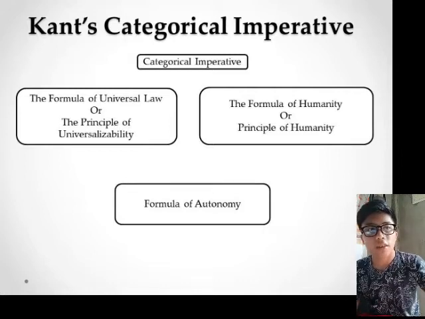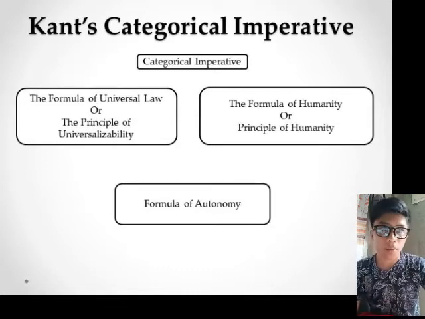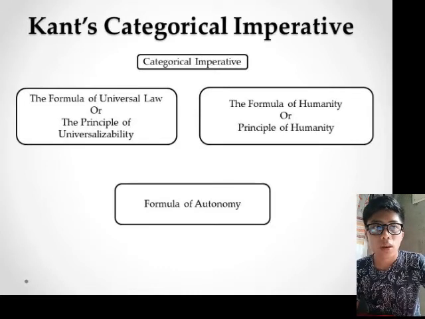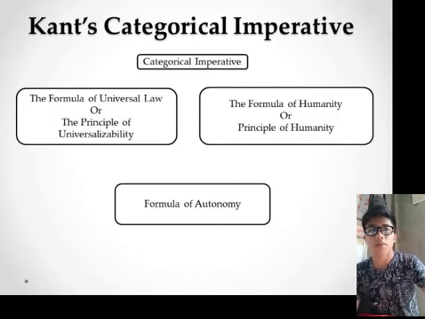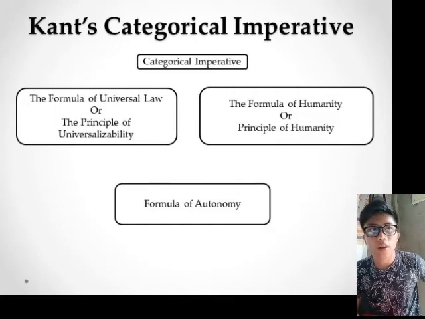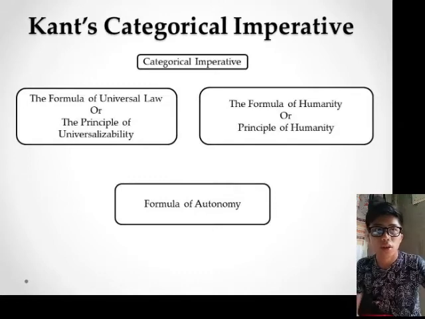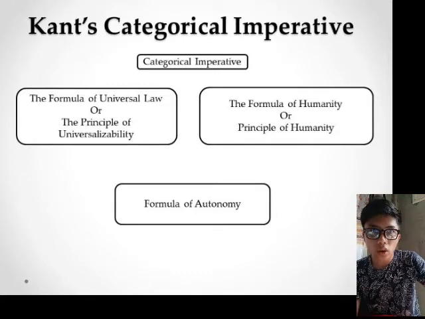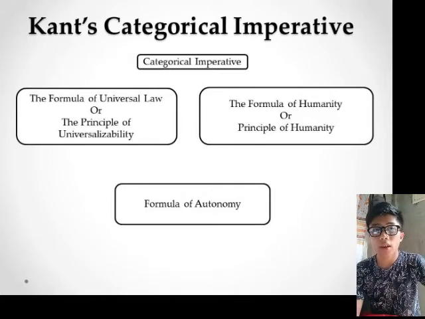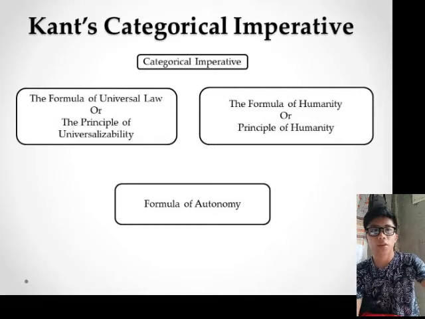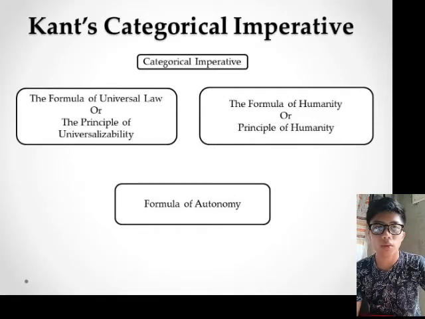The third formulation is the formula of autonomy. It is a synthesis of the previous two formulations, the formula of universal law and the formula of humanity. It says that we should so act that we may think of ourselves as legislating universal laws through our maxims, and that we may think of ourselves as such autonomous legislators only insofar as we follow our own law.